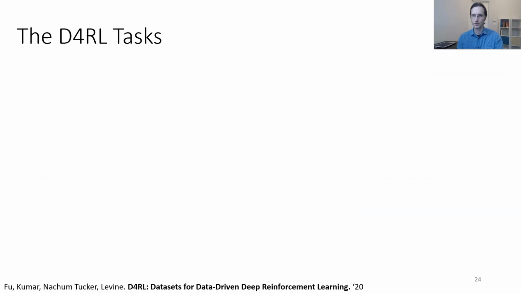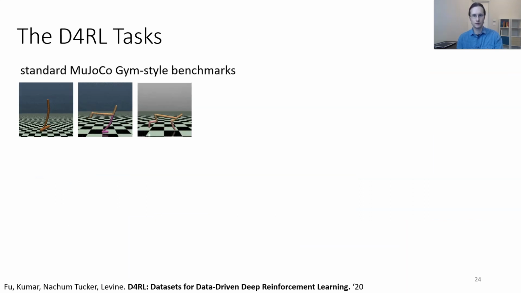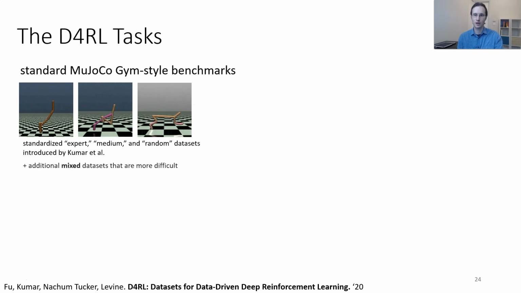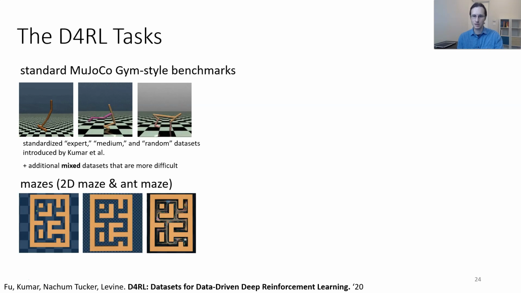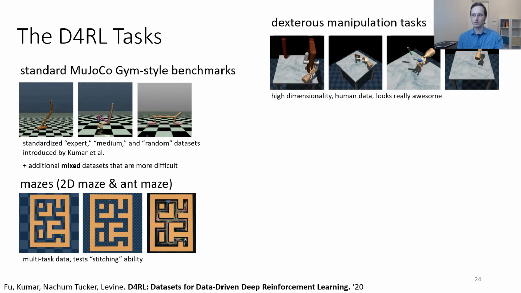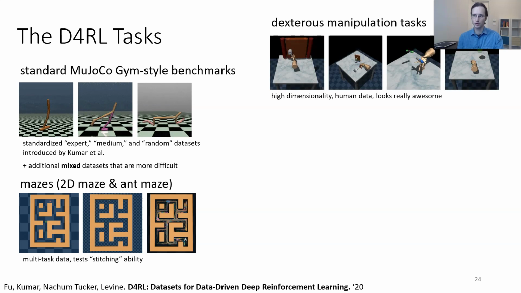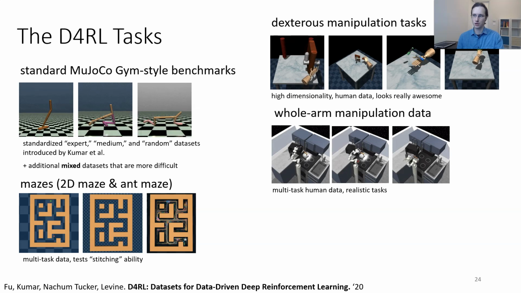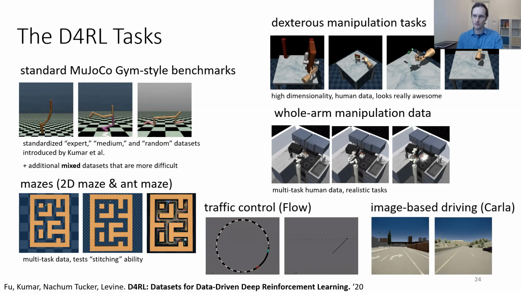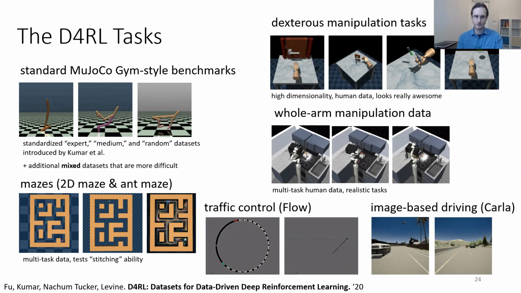So the tasks in D4RL involve the standard MuJoCo benchmark tasks, which previous papers have used, including the standard expert, medium, and random datasets produced by Aviral Kumar in the BEAR paper, as well as some additional mixed datasets that are much more difficult. It includes these mazes, both 2D and ant mazes, to evaluate stitching. It proposes datasets with human data for both dexterous manipulation and whole arm manipulation, and more realistic tasks based on controlling traffic flow and autonomous driving in CARLA.